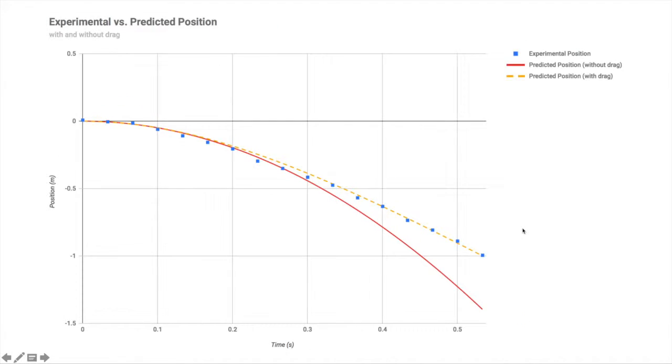Here are the two graphs overlaid. When comparing the two, the effects of drag are quite obvious. The portion of the graph in the middle of the time interval does not fit the model very well. This could be due to human error when choosing the center of mass of the cube in Tracker.